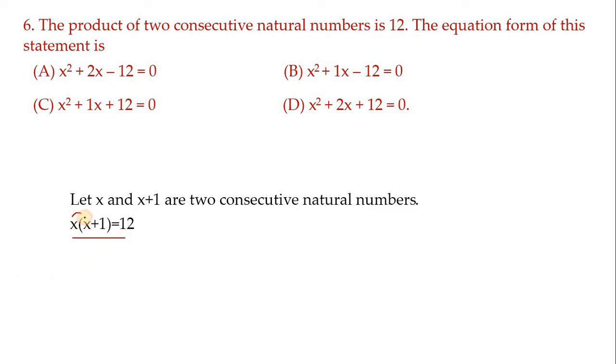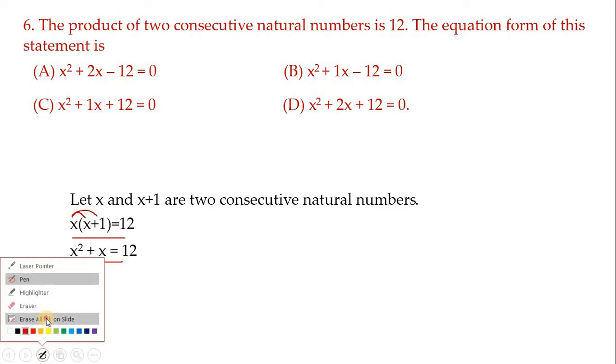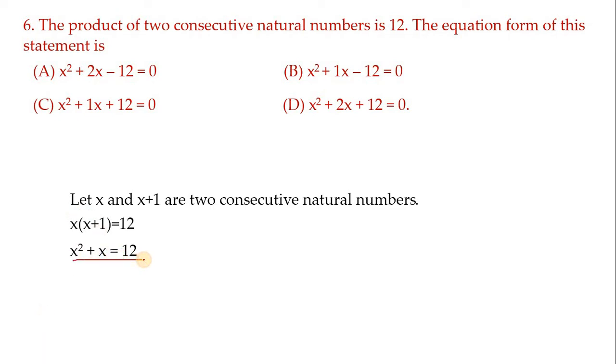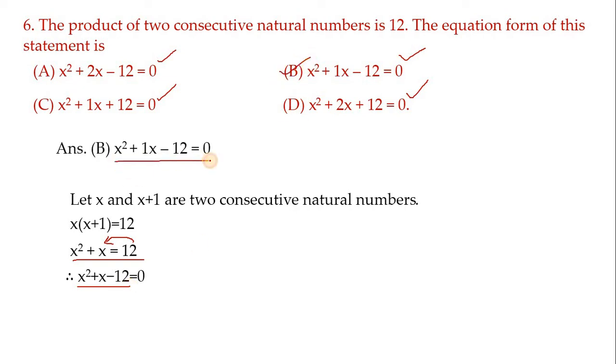Now let me multiply x to x, we get x square. Again x multiply to 1, we get 1x is equals to 12. I mean x square plus x equals to 12. Now look at the options. Is there this option? No. So in all the options, right hand side 0 is there. Hence this 12 you wanted to transfer this side. So we get x square plus x minus 12 equals to 0. Hence the correct option is B, x square plus 1x minus 12 equals to 0. See here, nothing means 1 will be there, children, that you wanted to understand.